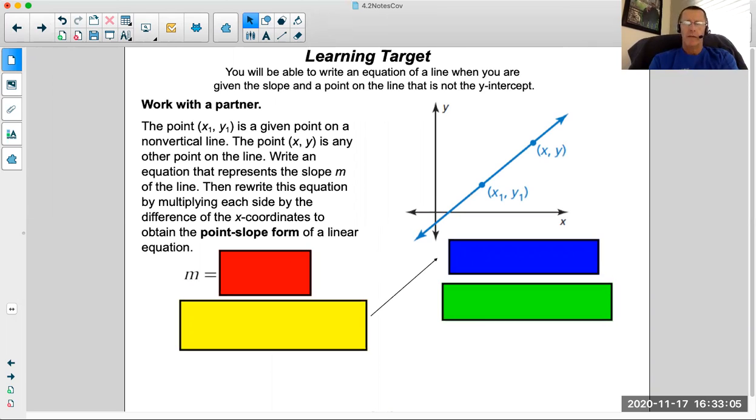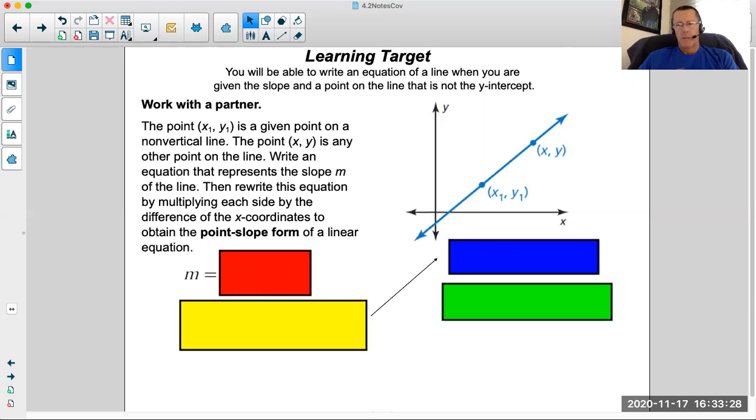Okay, our learning target here is that you will be able to write an equation of a line when you are not given the slope and a point on the line, or that you will not. You already know how not to do it. You're going to learn how to do it. To be able to write an equation when you're given the slope and a point that is not the y-intercept. Up till now, you've always been given the y-intercept.